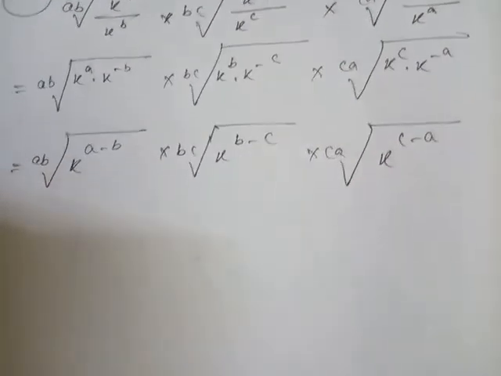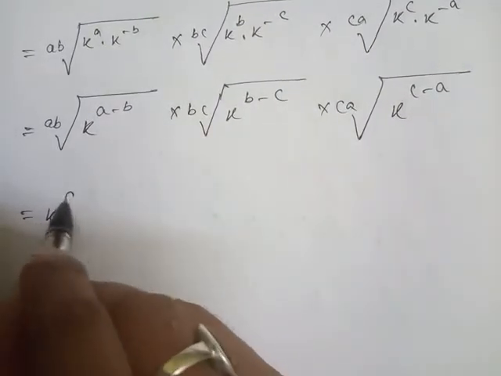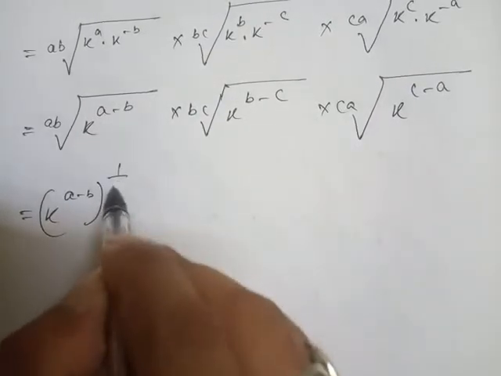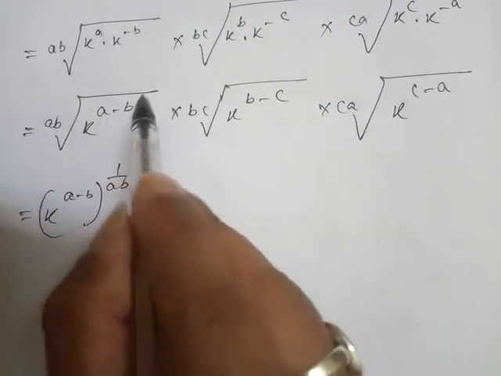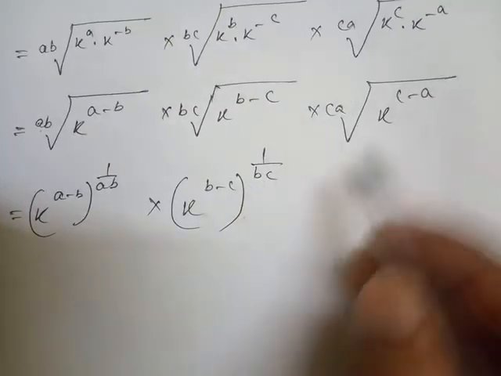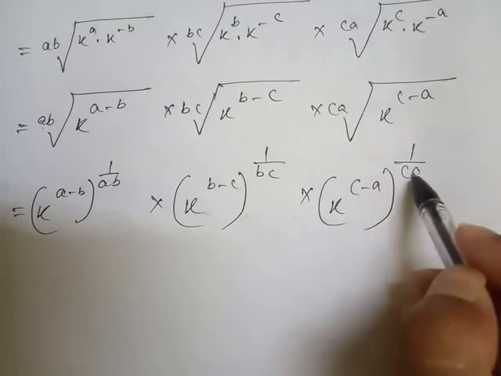Now look after that, here in the next step, k to the power a minus b and whole to the power 1 by ab, just removing the root of, if there is 3 then it becomes 1 by 3, if there is 4 then become 1 by 4, if there is 5 then become 1 by 5, but here it is given ab, that's why 1 by ab. Now here also k to the power b minus c whole to the power 1 by bc, and k to the power c minus a whole, it becomes 1 by ca.